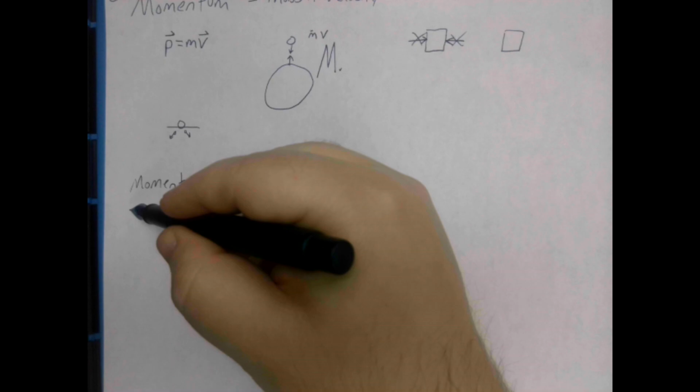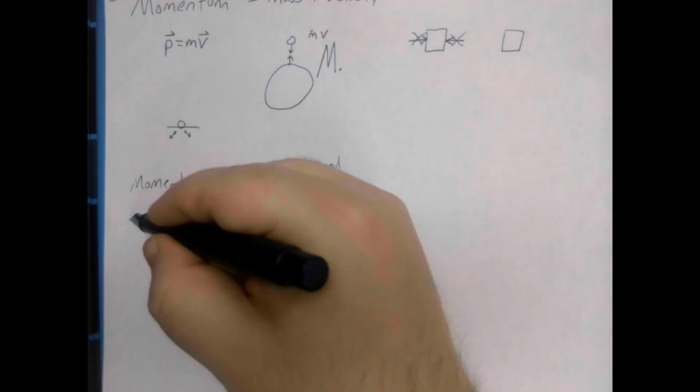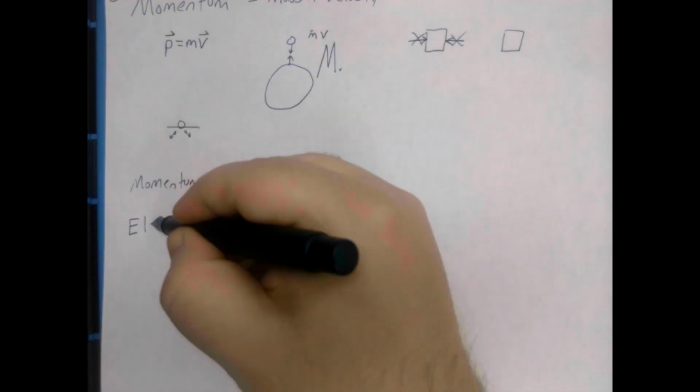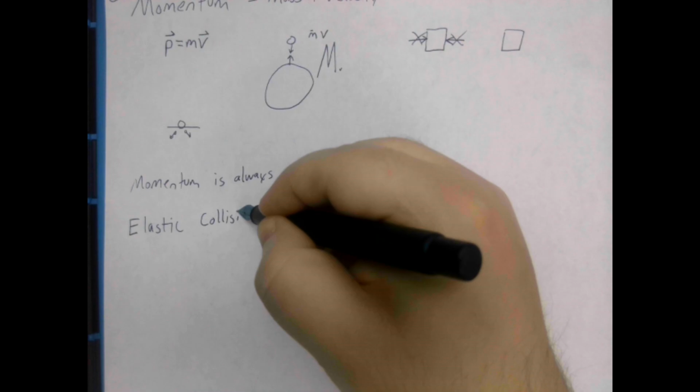But we have something known as elastic collisions and inelastic collisions. This is where momentum is useful. So let's look at elastic collisions versus inelastic collisions.